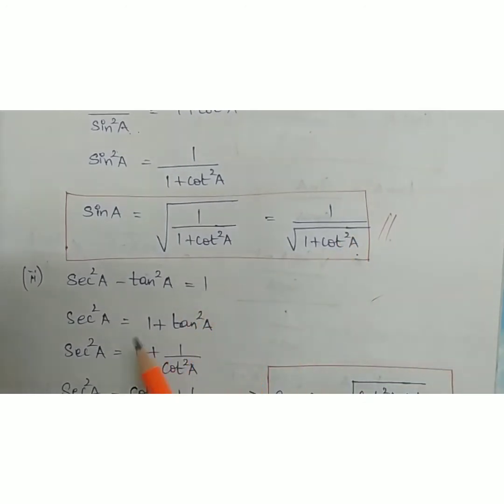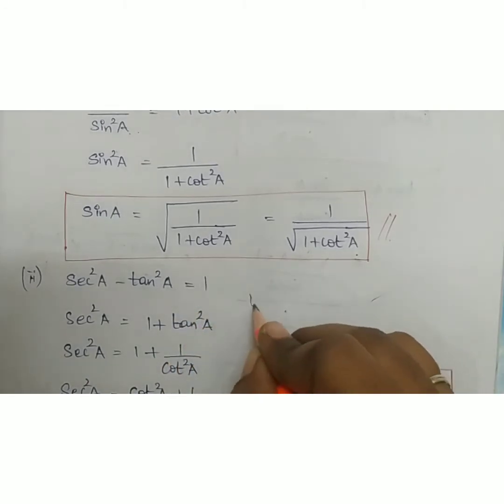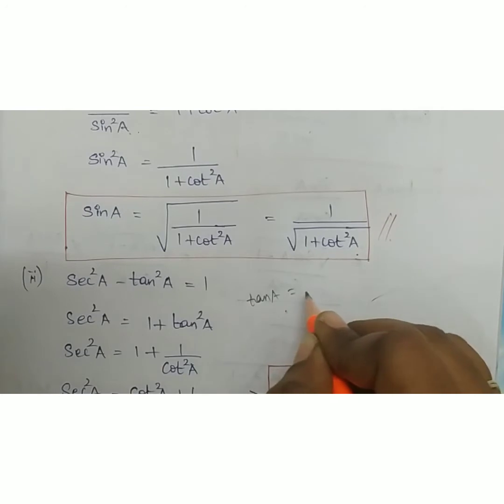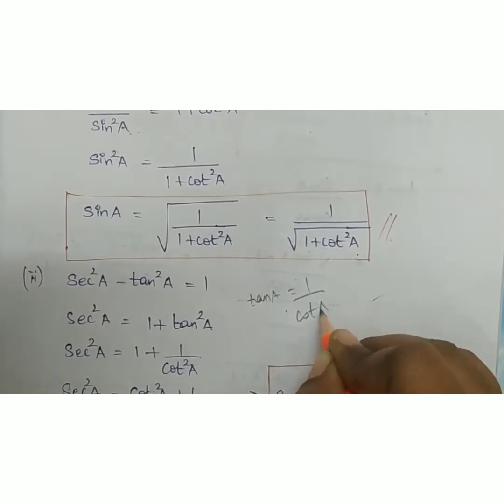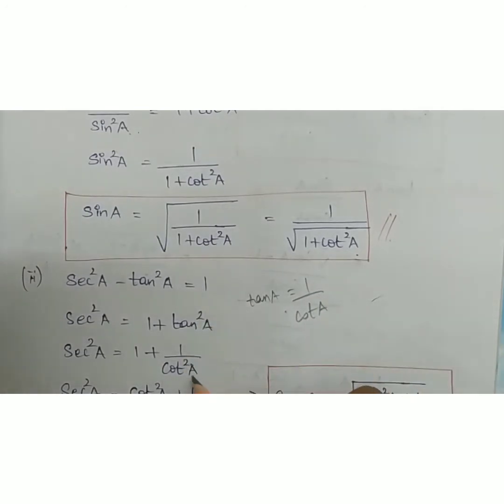Next, the second identity. Secant square A minus tan square A is equal to 1. So secant square A is equal to 1 plus tan square A. This minus tan square A, when it comes this side, will be 1 plus tan square A. So secant square A is equal to 1 plus tan square A. Tan A reciprocal is what? Tan A equals 1 by cot A. So instead of tan square, I am writing here 1 by cot square A.